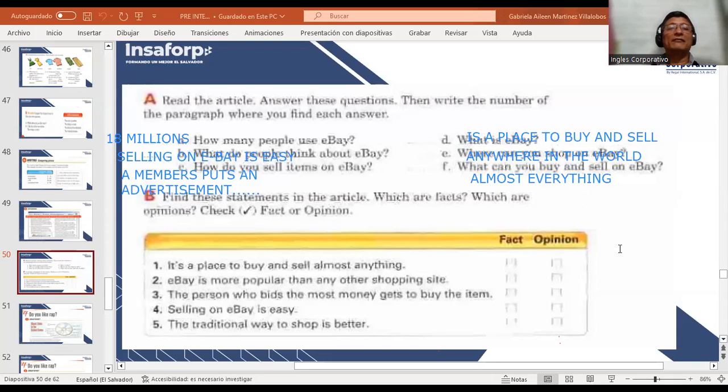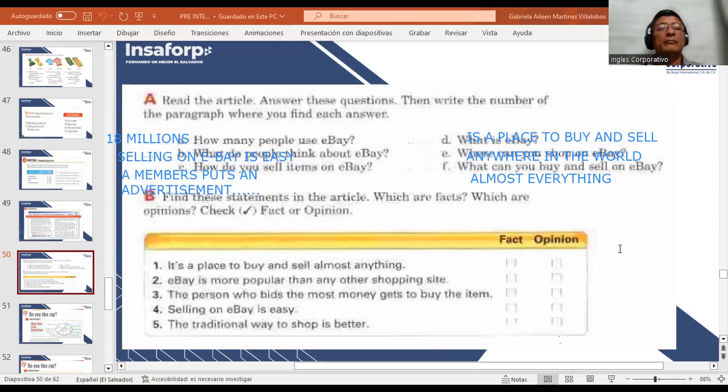Okay, now, is this a fact or an opinion? eBay is a place to buy and sell almost anything. Fact. eBay is more popular than any other shopping site? Opinion. The person who bids the most money gets to buy the item? Fact. It's a fact because the person that offers the most money is the one that gets the item. Sí, verdad.